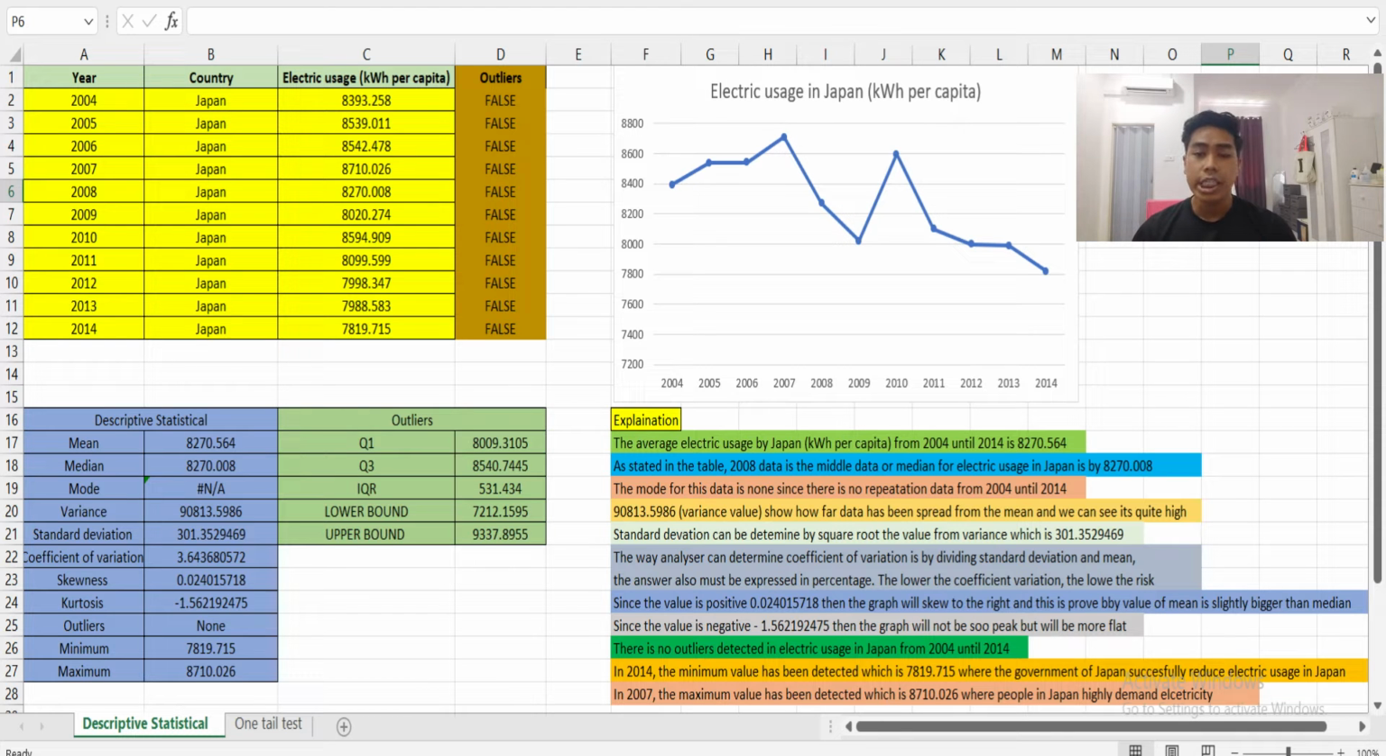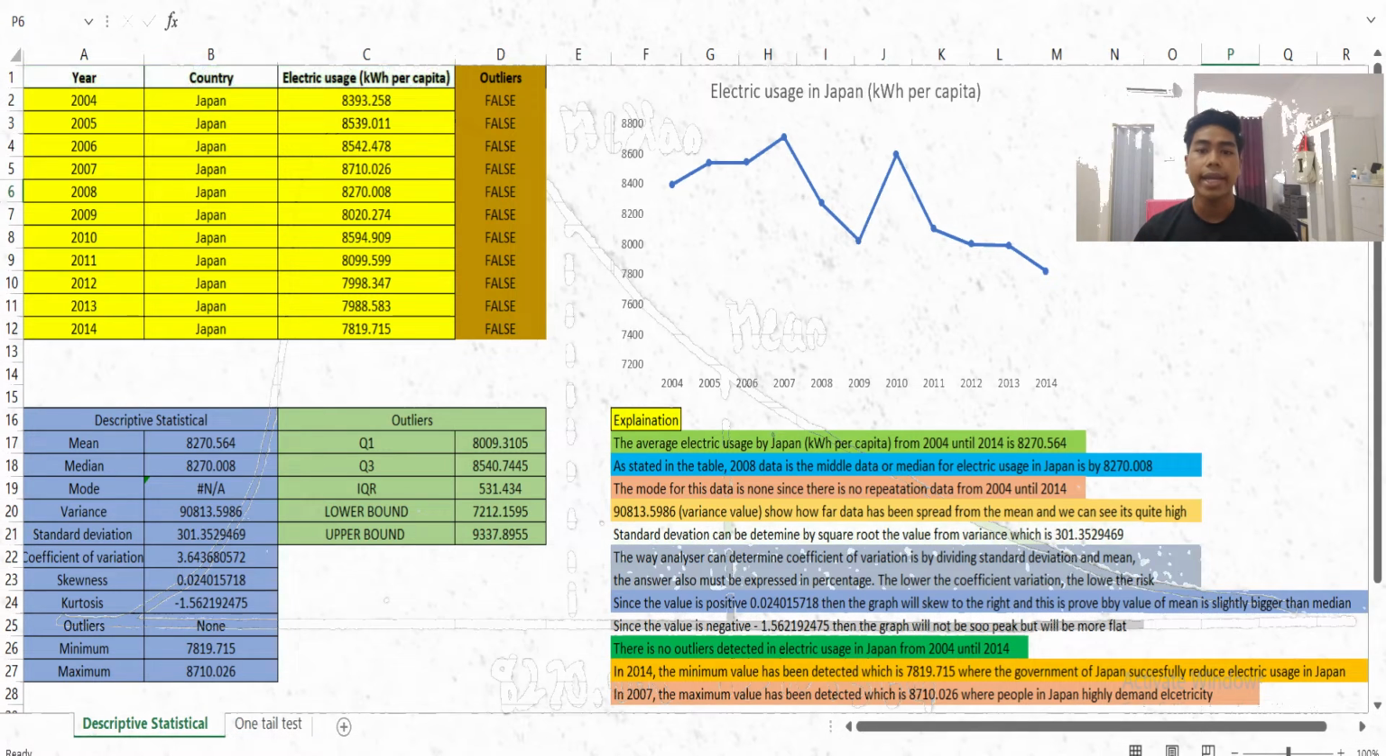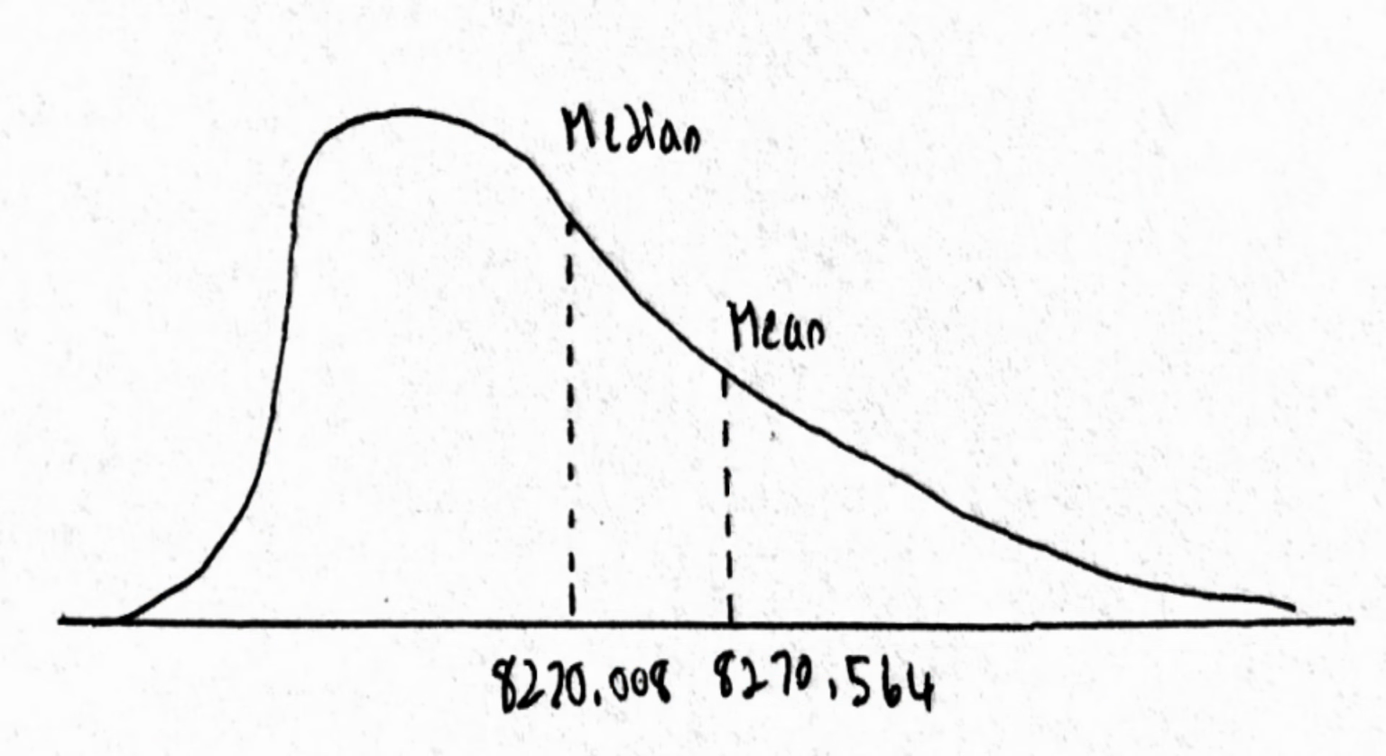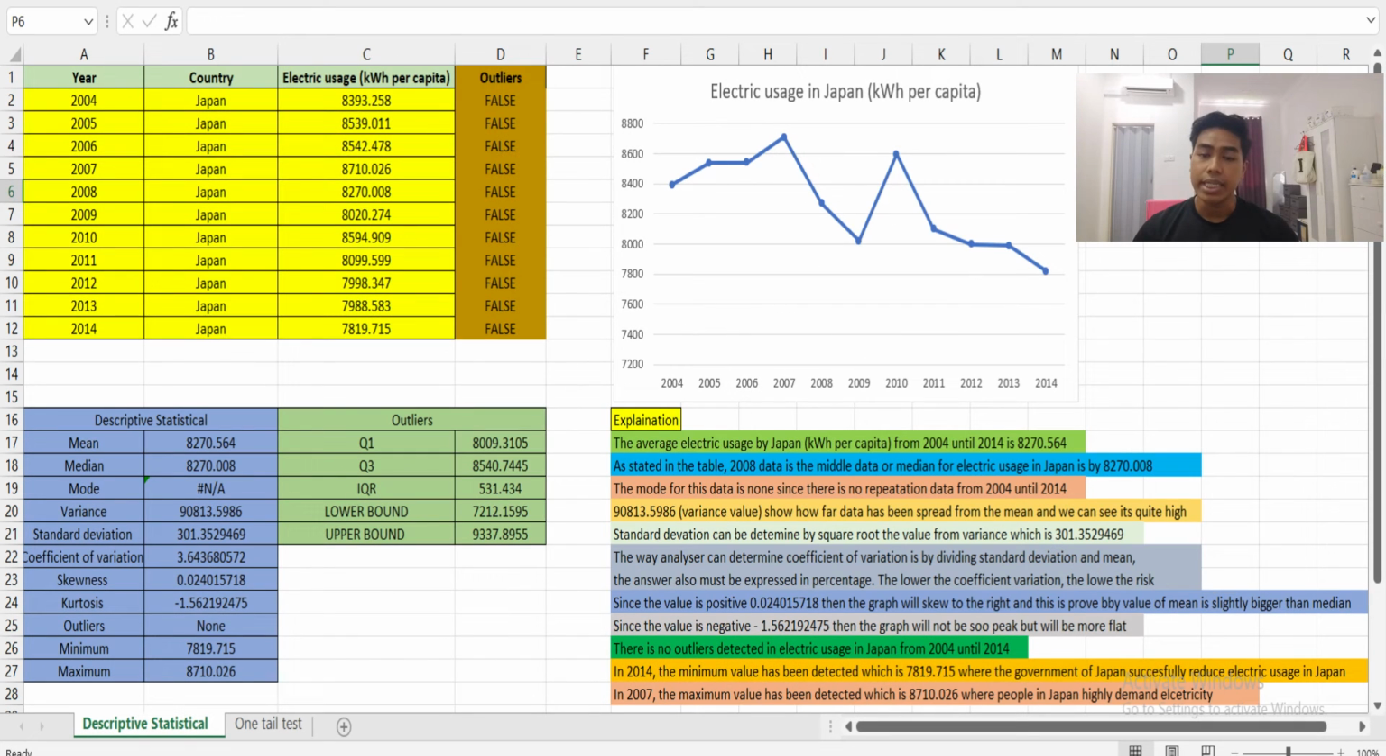The seventh measure is skewness. The skewness for my data set is positive skewed, which is 0.024, and this can be explained from the mean being slightly higher compared to the median. The eighth measure is kurtosis, where the kurtosis for my data is negative 1.56, which results in a flatter curve. The ninth measure is outliers, and based on my calculation, there are no outliers in my data set from 2004 until 2014, which appears as false.